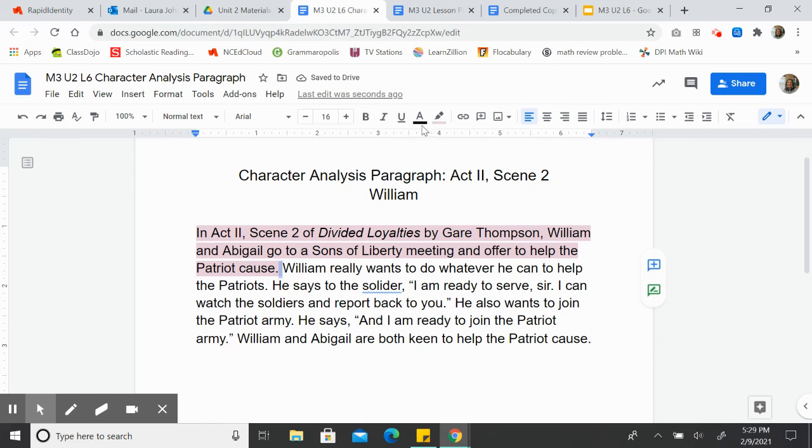William, because we're analyzing William, right? William really wants to do whatever he can to help the Patriots. He says to the soldiers, "I am ready to serve, sir. I can watch the soldiers and report back to you." He also wants to join the Patriot Army. He says, "I am ready to join the Patriot Army." William and Abigail are both keen to help the Patriot cause. Notice here we restated our gist that they want to help, and we are kind of summing up our paragraph nicely. All this stuff in the middle, that's all of our support and proof for what happened in the gist of the text. Okay. All right.